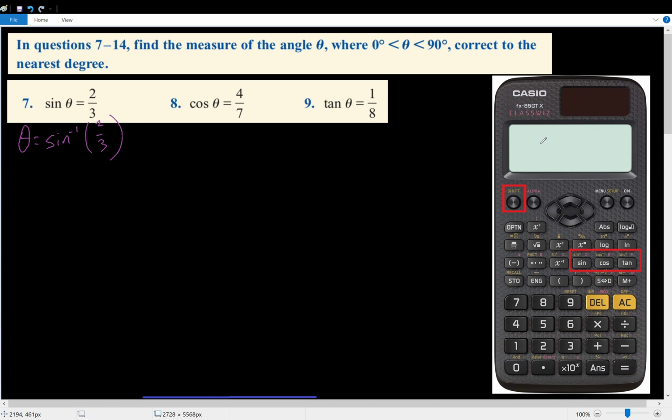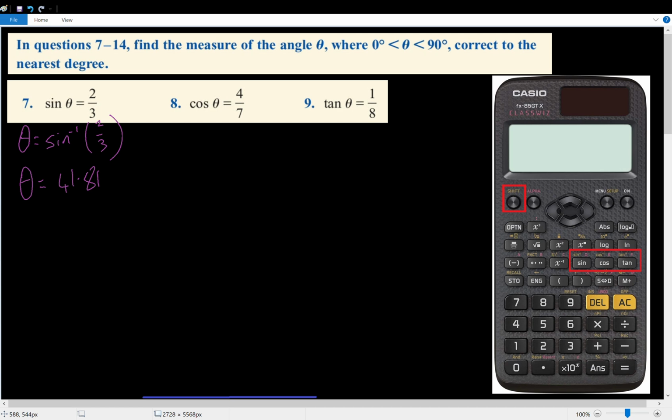What we'll have to do then is input whatever number we have in our bracket. In this case it's 2/3. Now we'll close our bracket and press equals. Once we have done that, we'll be given a value. Our value in this case is going to be 41.81... There's more numbers after it, but that's inconsequential because we're rounding correct to the nearest degree.